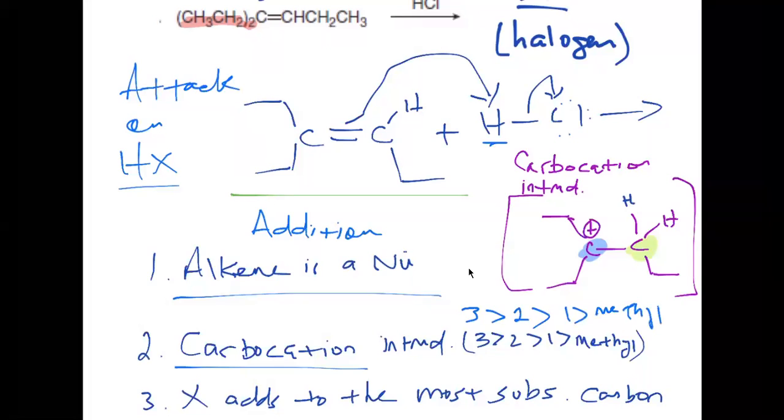Tertiary is a better carbocation than secondary, which is a better carbocation than primary, which is better than methyl. Tertiary is the best, methyl is the worst. So your intermediate is always going to end up in the location where it's more stable. Any questions so far? And this is, again, that reaction where we take HX and add it to an alkene. It always goes through a carbocation intermediate.